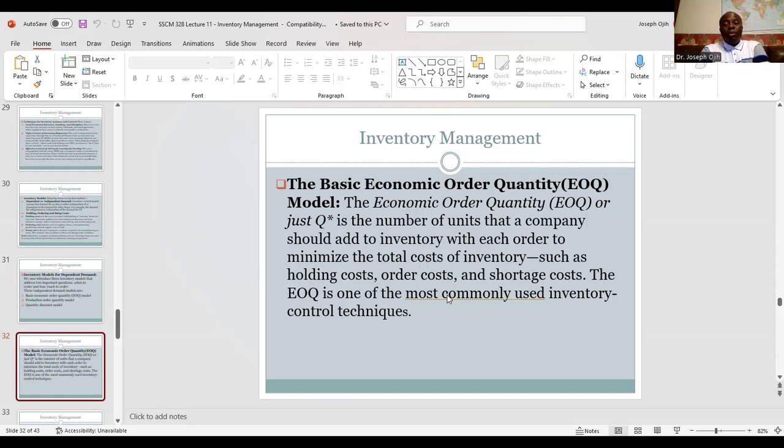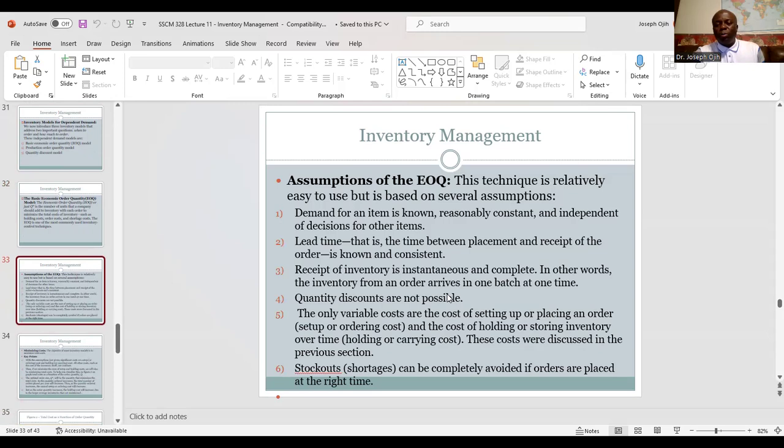So usually, the EOQ, which is the economic order quantity, or Q star, is one of the most commonly used inventory models or techniques. It is based on several assumptions. The first one is that the demand for an item is known, is reasonably constant, and is independent of decisions of other items. It also makes an assumption about the lead time.